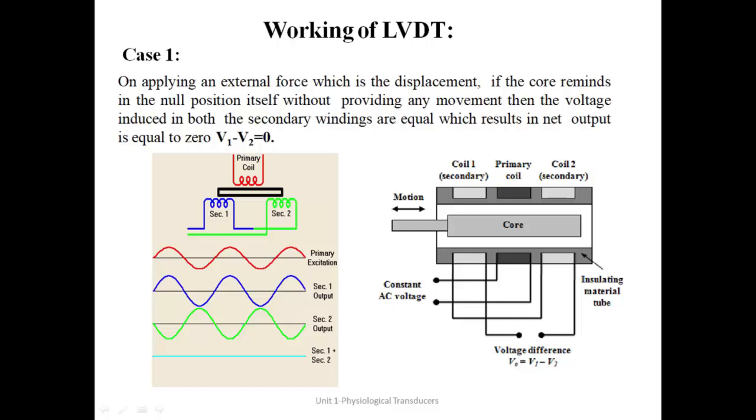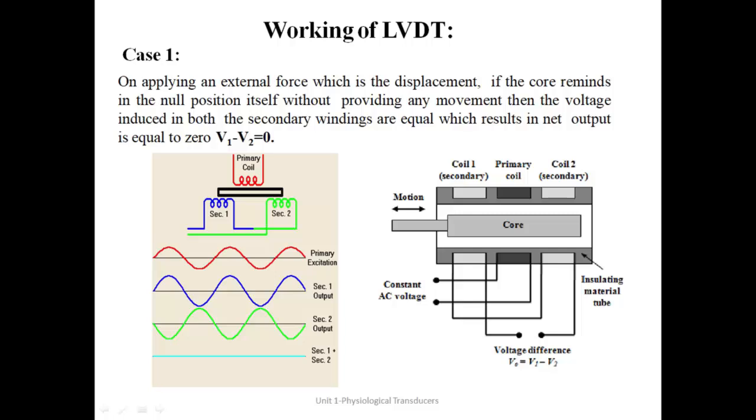So when you add up the two, you can see that the net result will be 0, because the polarity of the two is opposite to each other. If secondary 1 is giving you a voltage of positive magnitude, then secondary 2 will give you a voltage of negative magnitude. When you add these two up, if the magnitude is the same, the output will be 0. You can see that the cyan colored line is showing you 0 magnitude. This is the first case, where displacement did not take place.